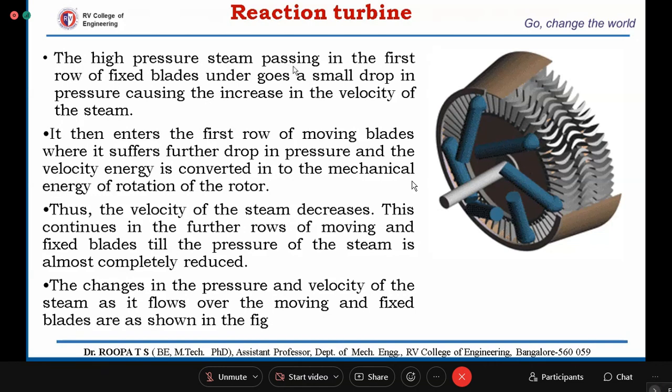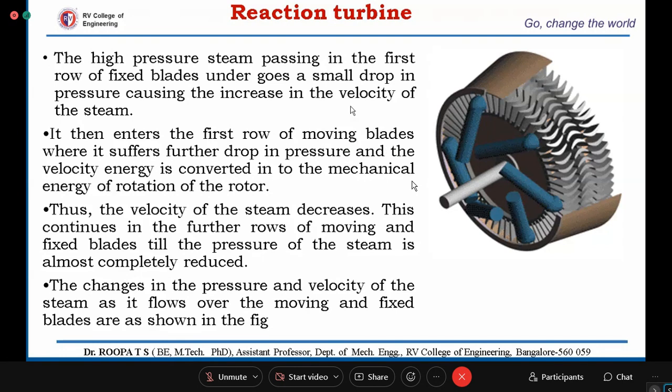The high pressure steam passing through the first row of fixed blades undergoes a small drop in pressure, causing an increase in the velocity of the steam. The drop in pressure energy results in an increase in velocity. Then it enters the first row of moving blades. From the fixed blades, it is entering the moving blades. There it suffers a further drop in pressure, and the velocity energy is converted into the mechanical energy of the rotation of the rotor, because it is the moving blades region.